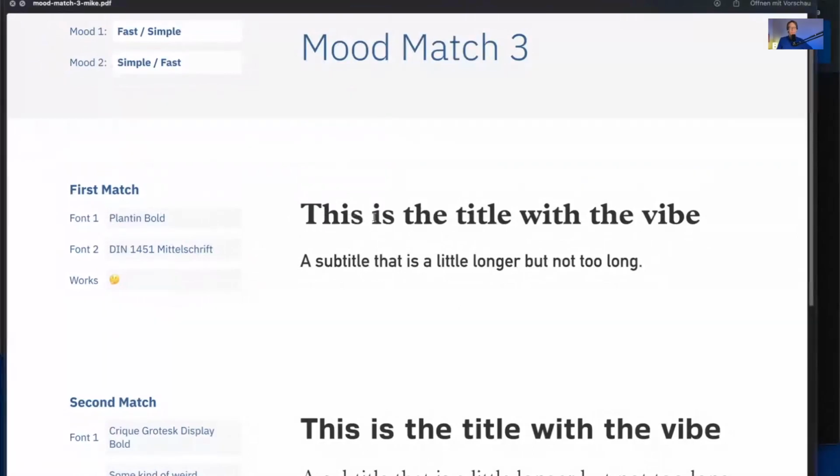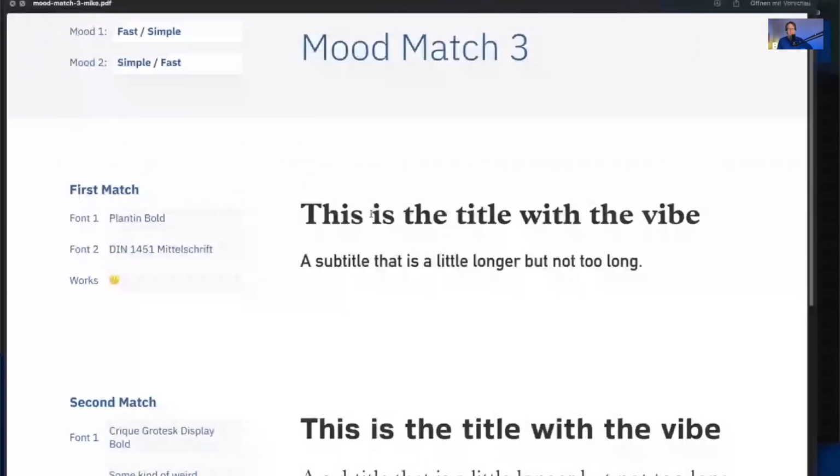I don't get the feeling of being simple or fast with this one. The second one, the DIN, yeah, this would be simple, but the first one, fast, not really, and I'm not sure about the associations there. Fast and simple here again.